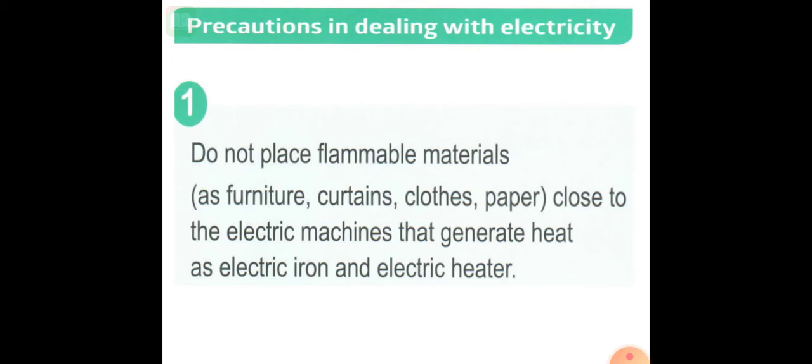Precautions in dealing with electricity. How to deal with electricity in your life. Number 1, don't place any flammable material such as furniture, curtains, clothes, or paper close to an electric machine that generates heat, such as an electric iron or electric heater. It's very dangerous and it may cause an electric fire. Number 2, don't place several connections in the same socket. Also, it's very dangerous. It may cause an electric fire.